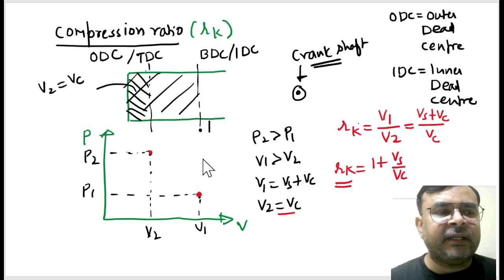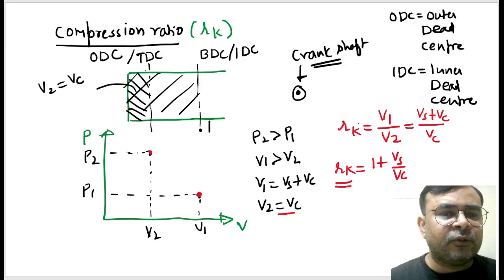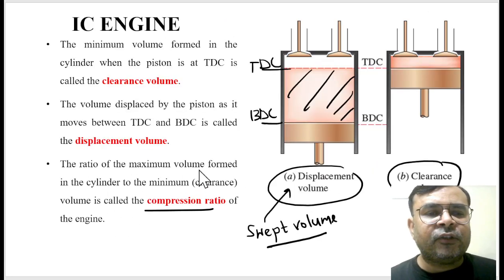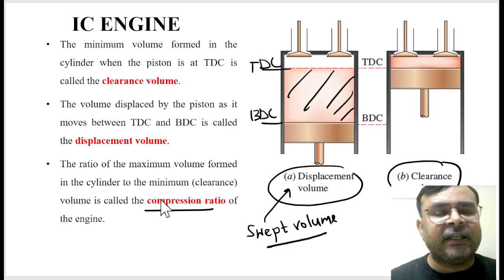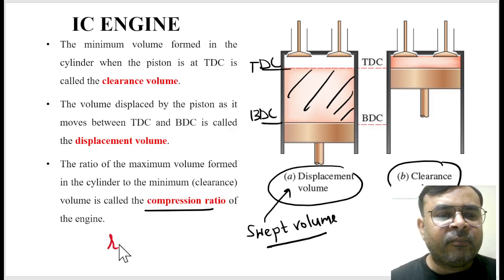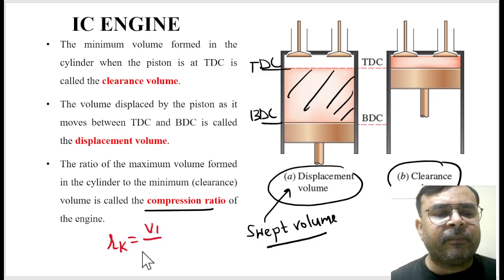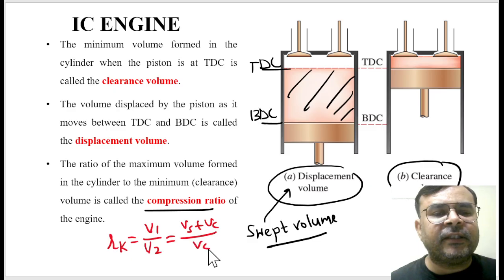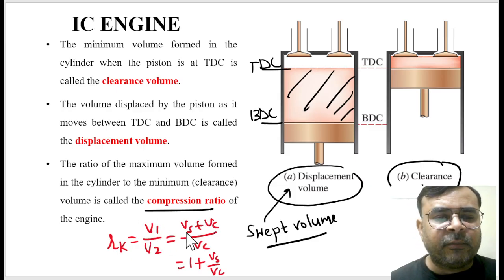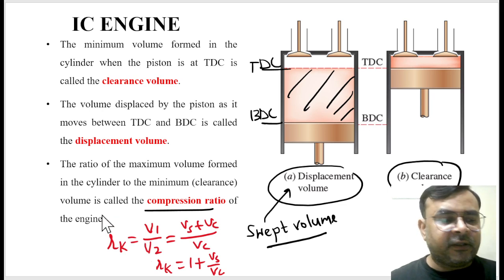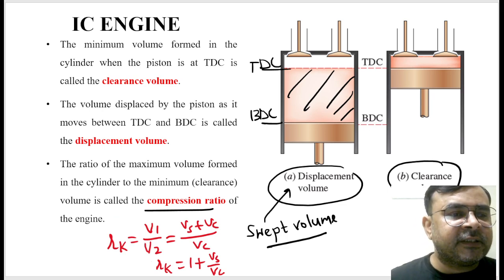Simply, you can define compression ratio as the ratio of the maximum volume formed in the cylinder to the minimum volume, which is also called the clearance volume. So maximum volume, that is V1, over minimum volume, that is V2, and it can also be written as Vs plus Vc over Vc, and also as 1 plus Vs by Vc. So either it can be represented like this, or like this, or like this. This is called compression ratio. I hope you understand what compression ratio is.